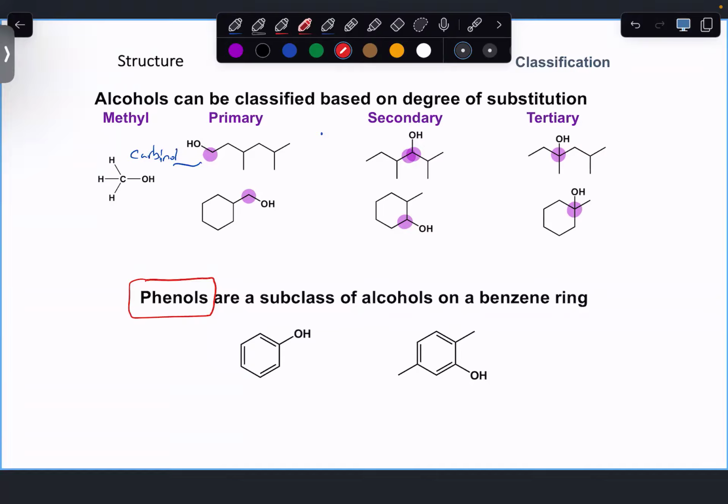So all the stuff doesn't apply? Correct. Yeah, it's a totally different thing.